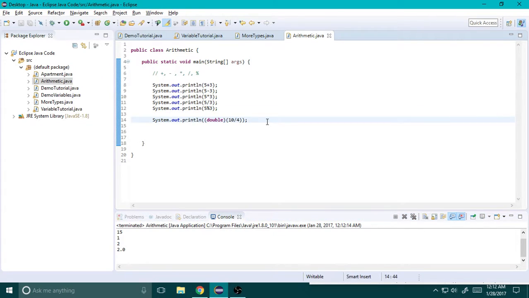So let me explain what's going on. We notice that the double is actually outside of the parentheses of the 10 divided by 4 operation. Because we follow order of operations, the integer division is taking place first. After the integer division takes place, we then cast it to a double type. So integer division happens, you get 2.5, but because it's integer division, it truncates the 0.5, and now you get 2. Then we cast it to be a double. So rather than 2.5, since the previous answer was 2, it's actually just 2.0.